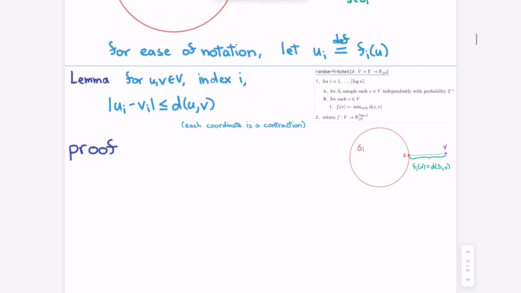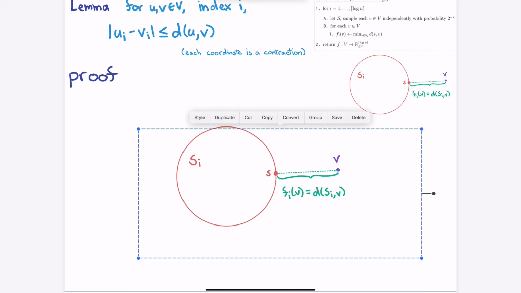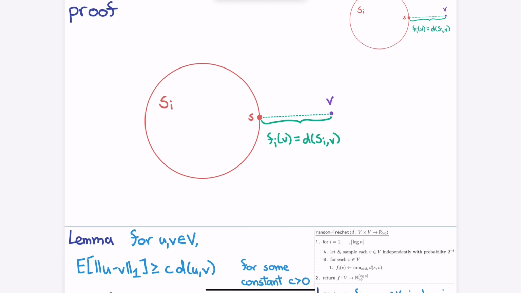Okay, so let's do that first. Let's say each of these coordinates, I claim, is a contraction. I'm now going to use u_i as the ith coordinate that's assigned to u, instead of writing f of u_i or something. So the claim is that every coordinate is a contraction. So why? It probably feels somewhat intuitive, but maybe we can just go through it.